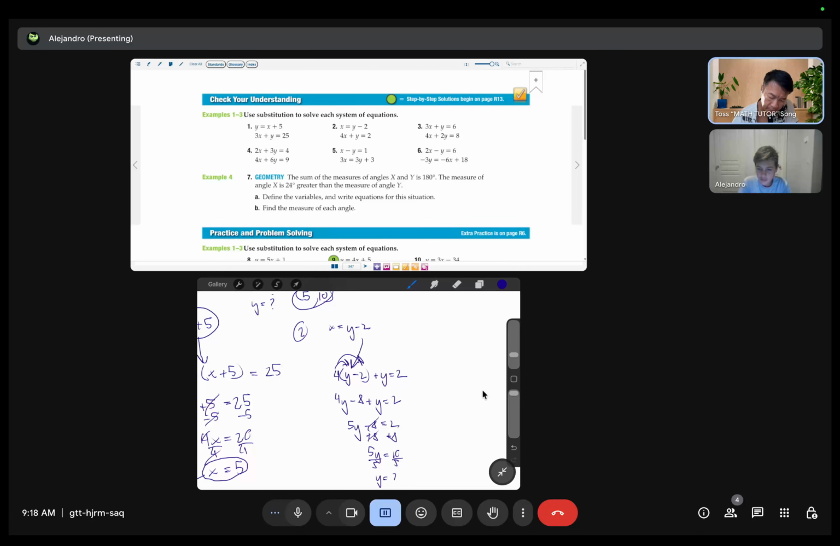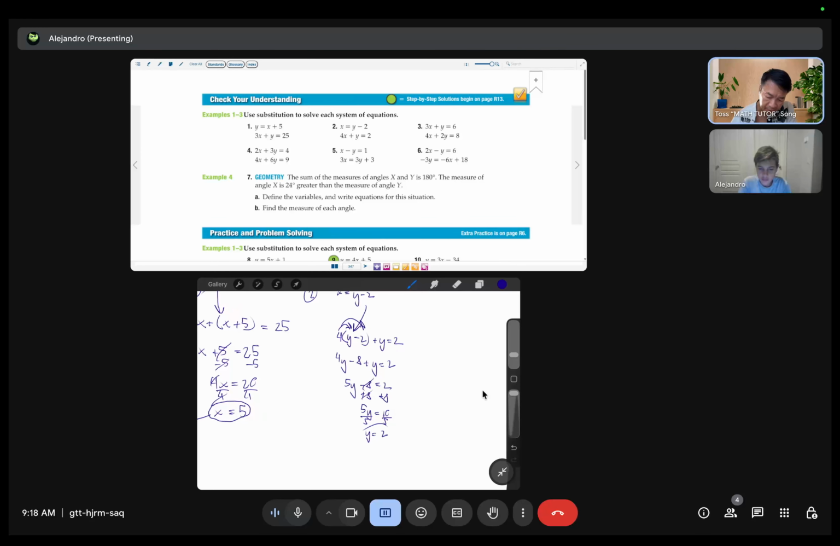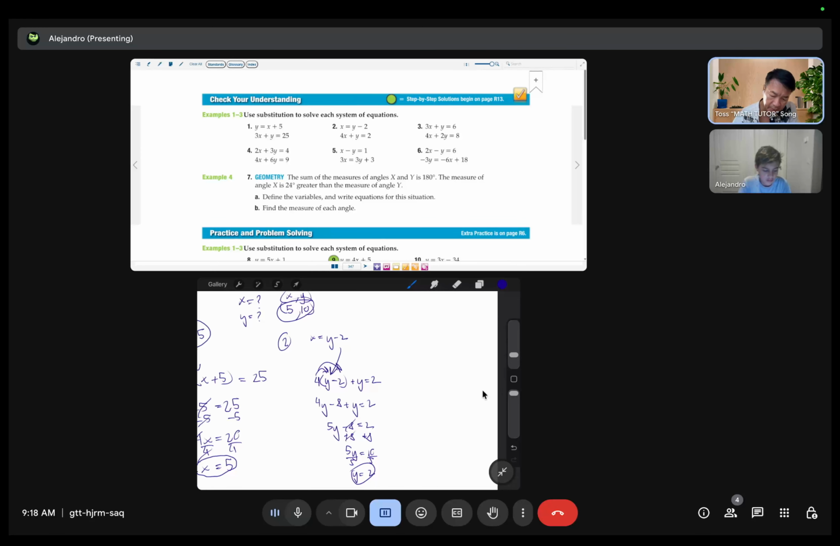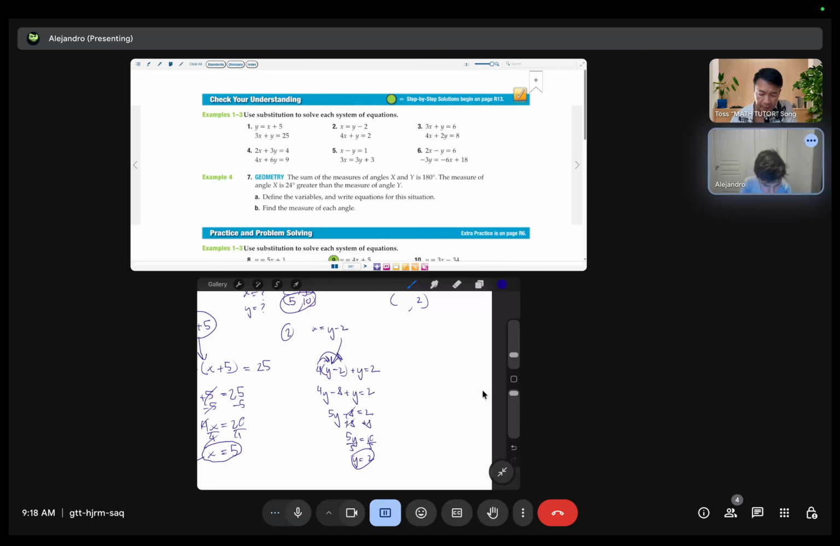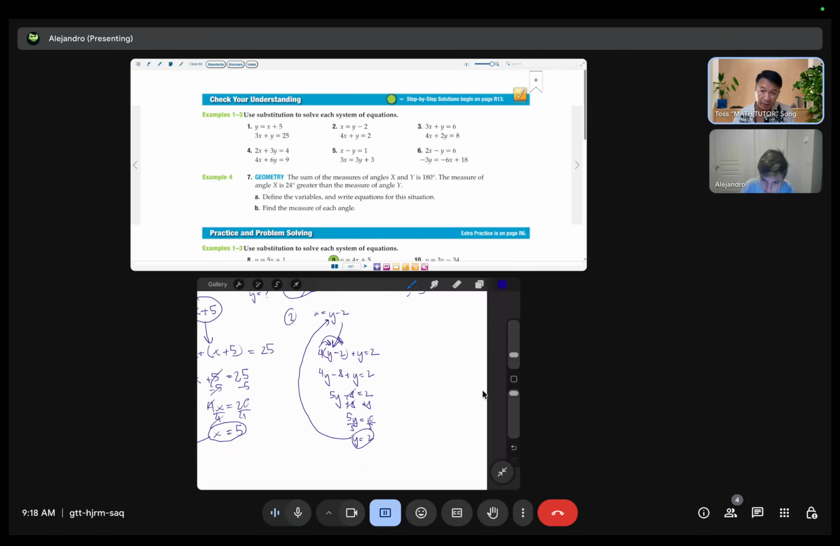y equals 2. So that's the first variable that you got. If I were to put it in the coordinate, it'll look like this first. The y gets filled in first. Then plug it in wherever is fastest. I'll put it in the original right there. It doesn't have to be the original. It could be a modified one, but you'll see what I mean by that when you do the elimination or addition method.